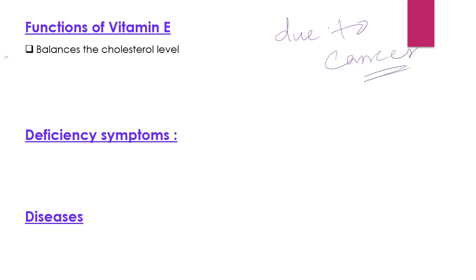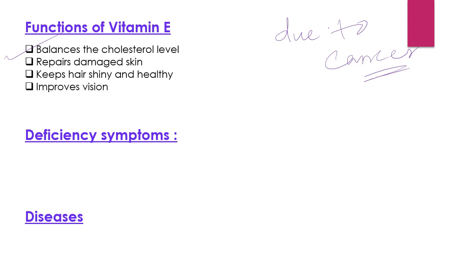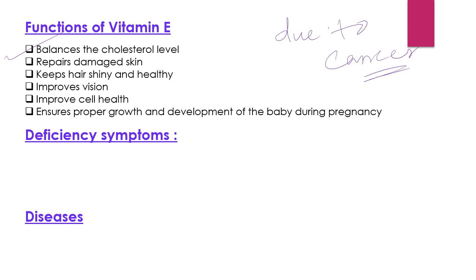Look at the functions of vitamin E. It balances the cholesterol level. As you know, due to the imbalance of cholesterol, cancer is caused. So it reduces the risk of cancer by regulating the cholesterol level. Next, it repairs damaged skin. Third, it keeps hair shiny and healthy. It improves vision. It improves cell health. It ensures proper growth of the baby during pregnancy.